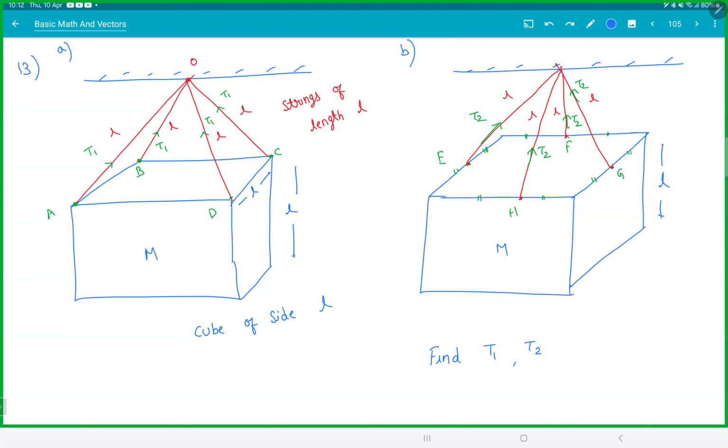Try. I'll give 3 minutes for the first one. I'm still teaching the same thing, how to divide components and balance the forces.